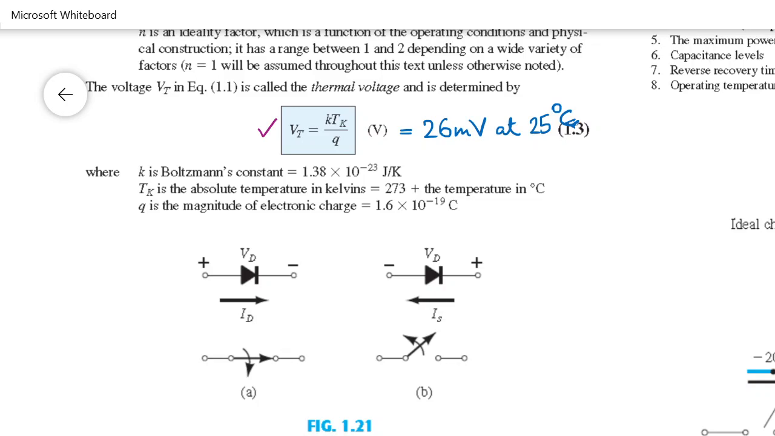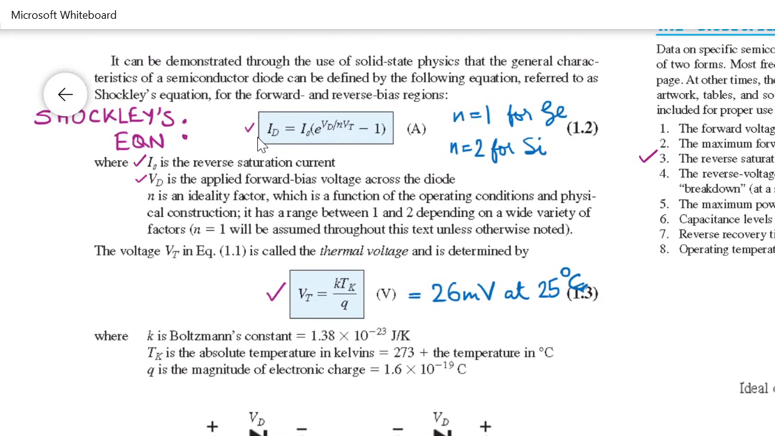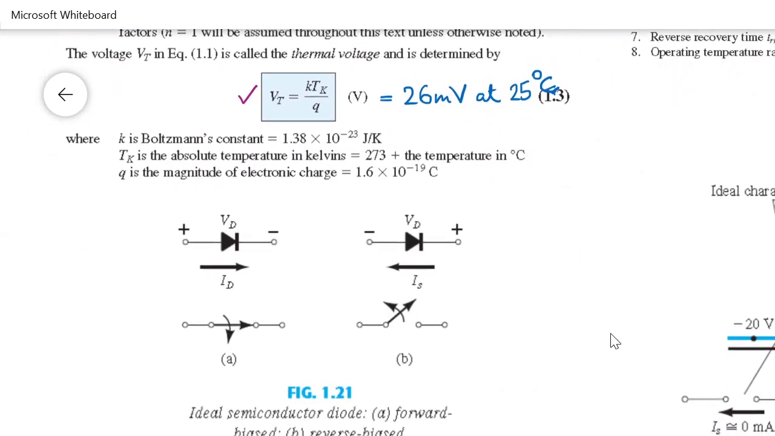So, after the knee voltage is crossed, as you had already learned, the current will increase dramatically, and it rises exponentially. You can see from the Shockley's equation, the rise is exponential in nature. When VD increases, the current is increasing exponentially, but it is increasing after 0.7 volt is crossed. So, this is a forward bias region.